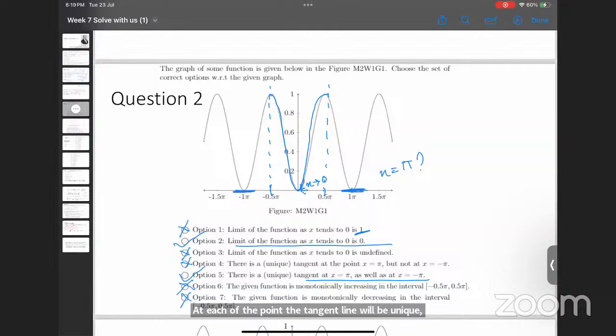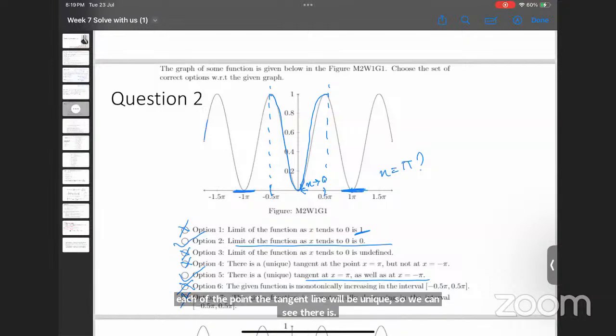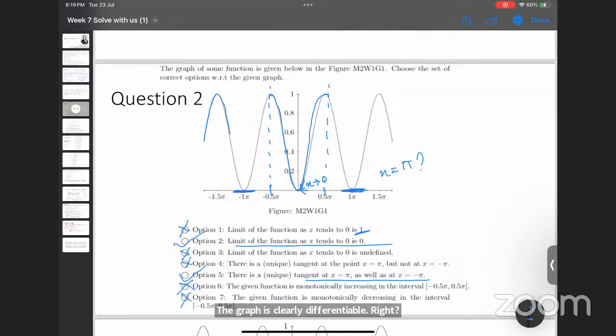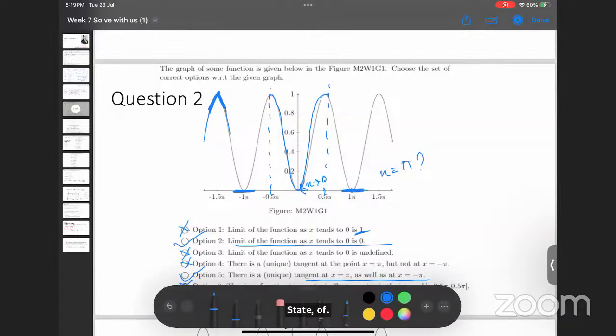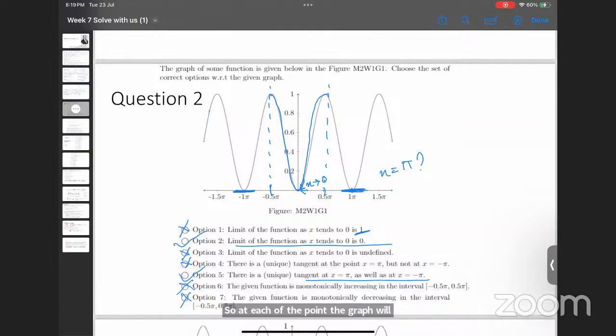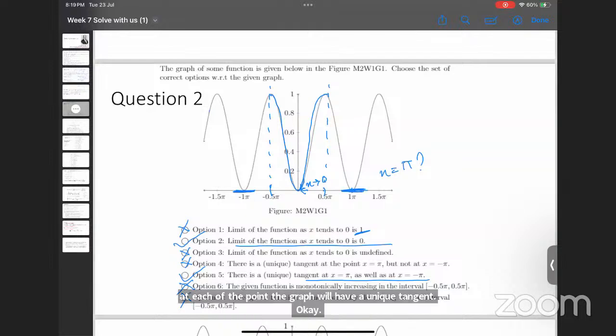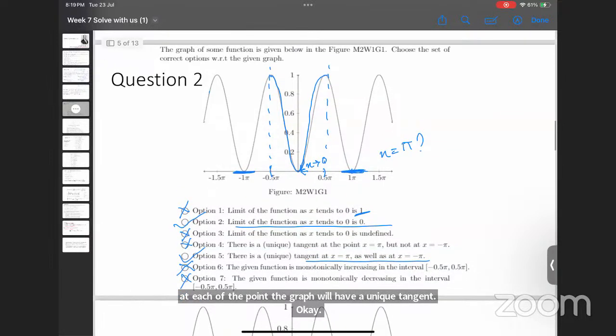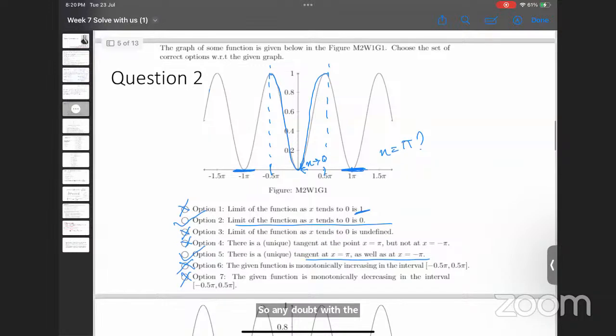We can see the graph is clearly differentiable. We don't have any sharp edge here. So at each point, the graph will have a unique tangent. Thank you. Any doubt with the second question? No, ma'am.